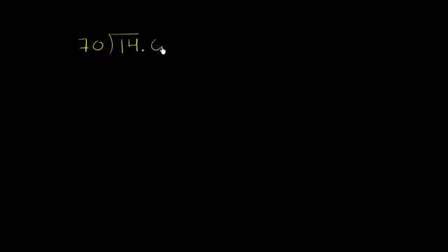So let's do that. Let's add a decimal place right over here. Make sure we put the decimal right over there. But now we can think of it as 70 goes into 140 how many times? Well, 70 goes into 140 2 times. And 2 times 70 is 140. And you subtract, and you are left with no remainder. So you're done. You can write that 14 divided by 70 is exactly equal to 0.2.